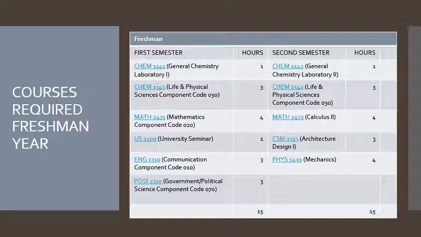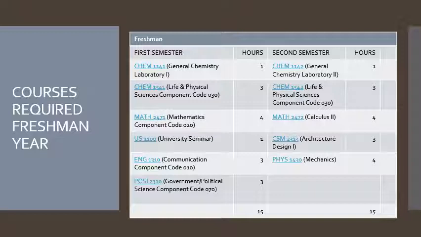In the second semester, you will take Chem Lab 2, which is an expansion on the lab that you have in tandem with Chem Lecture 2. That expands on covering equilibrium processes, acid-base chemistry, kinetics, and electrochemistry. You also take Calculus 2, which is an expansion on integral and differential calculus.